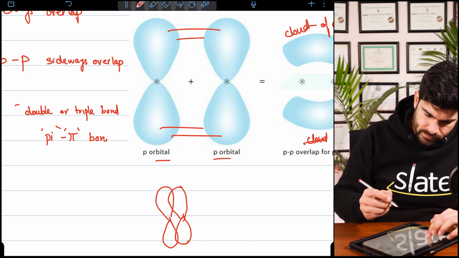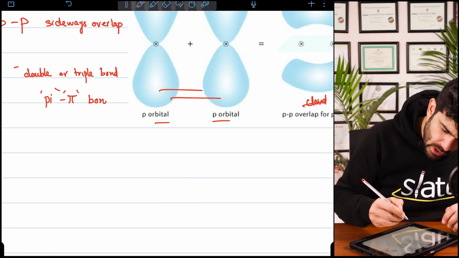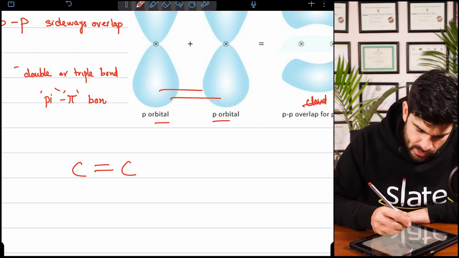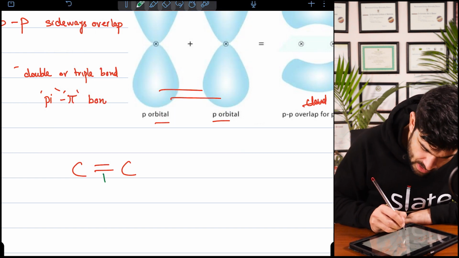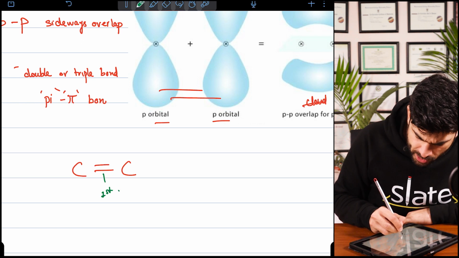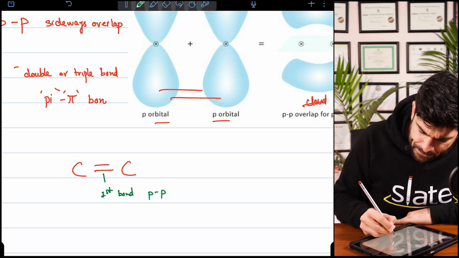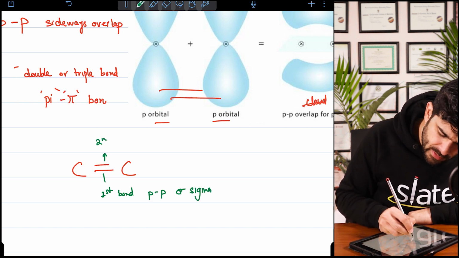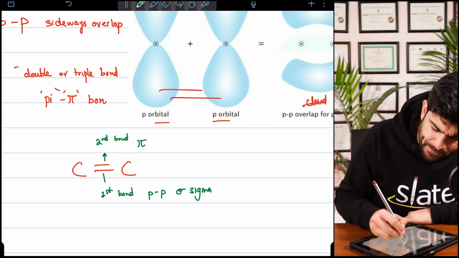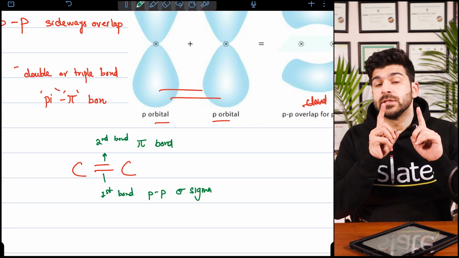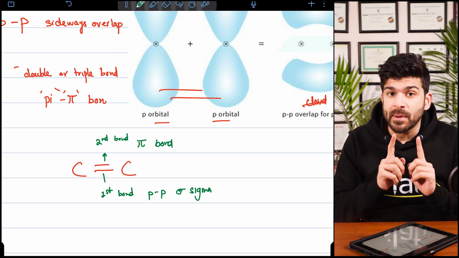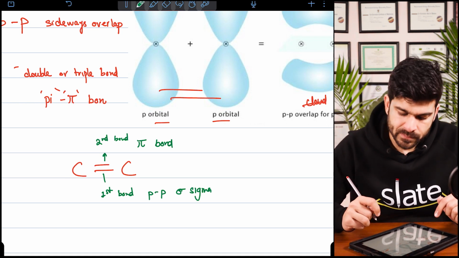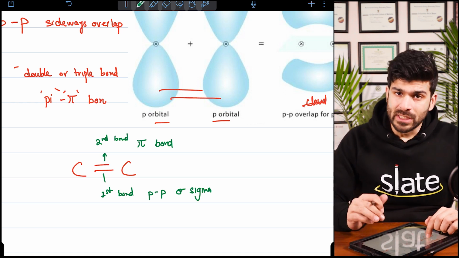But know one thing. Let's say we have a carbon-carbon double bond. We will be studying that right now after this topic. So we have two bonds. Know that the first bond is a PP sigma bond and the second bond is the PP pi bond. The first bond will always be a sigma bond. The second will be pi. The third will be pi. We will be dealing with them. So that's what it is about.